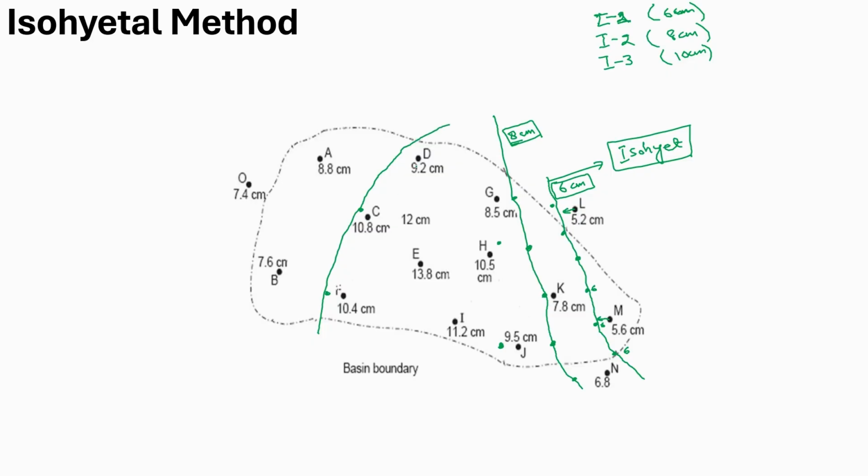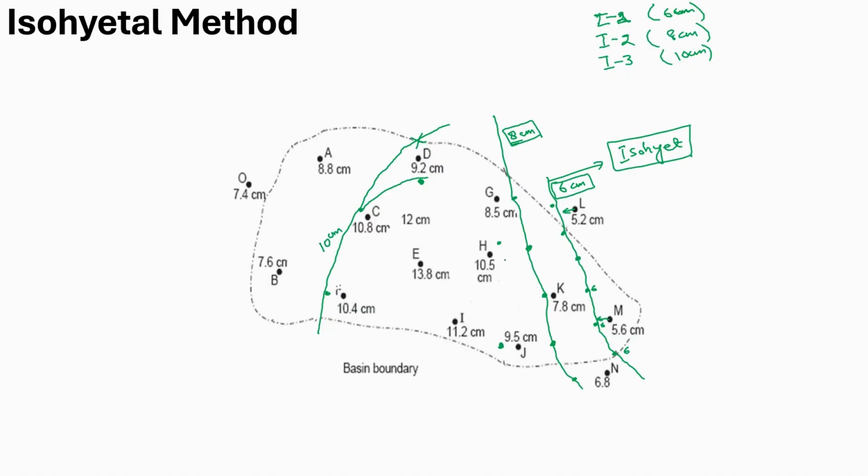But what is the problem? We cannot go this way. Why? Because this is 9.2 centimeter precipitation and it is decreasing this way. So we have to move towards 10. So it will be here, 9.2 to 12, meaning it will be somewhere here, and we will move like this one. And this is a 10 centimeter isohyet.